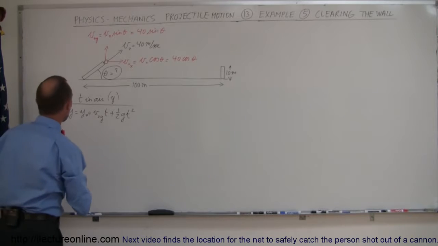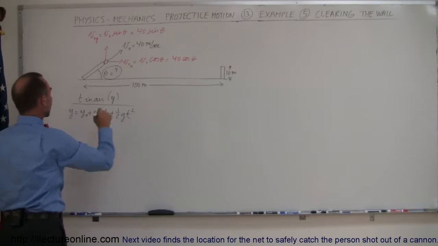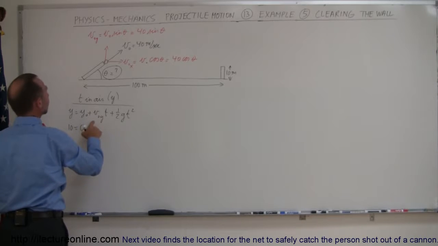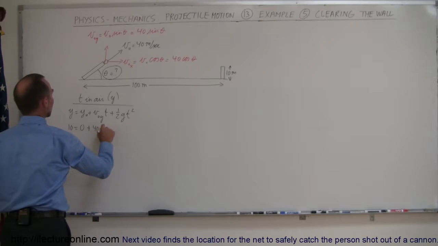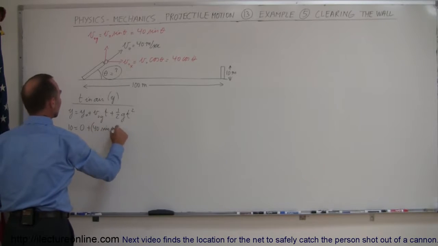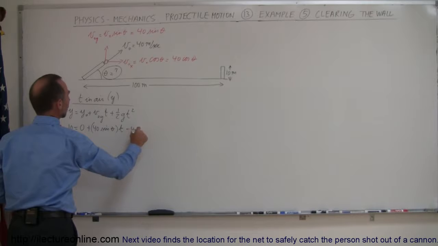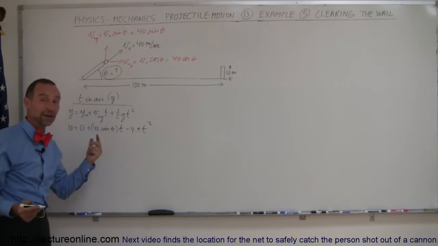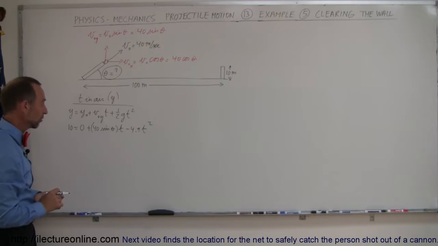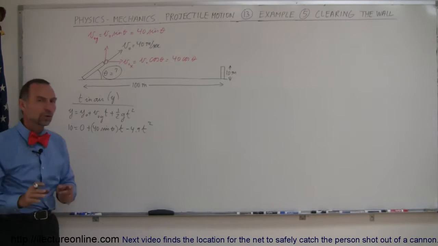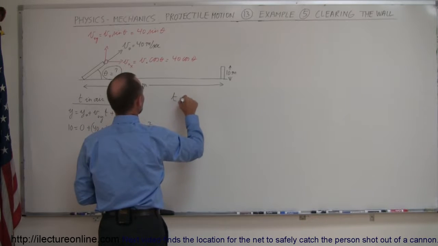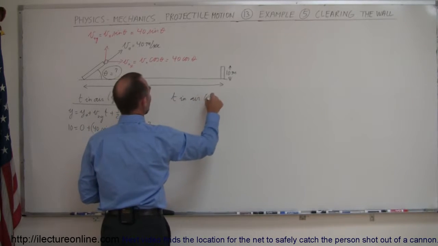Let's plug in everything we know. Final height is going to have to be the height of the wall, which is 10 meters. Initial height is 0, plus v initial in the y direction, which is 40 times the sine of theta, times t minus 4.9 t squared. And realizing here, of course, we don't know the angle, we don't know t, so we have two unknowns in this equation. We cannot solve it for t. So what we're going to do now is use the x equation, or the horizontal equation, so time in the air in the x direction.